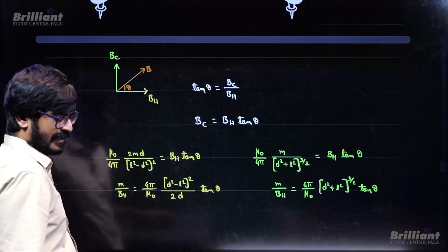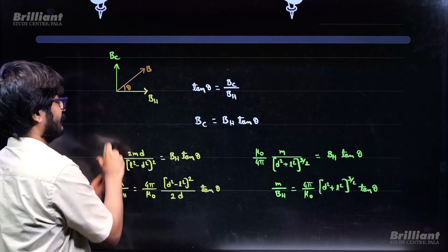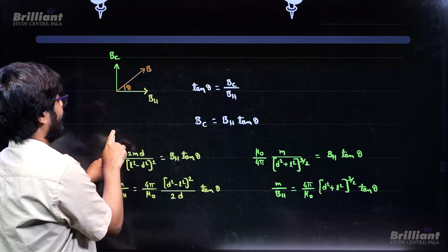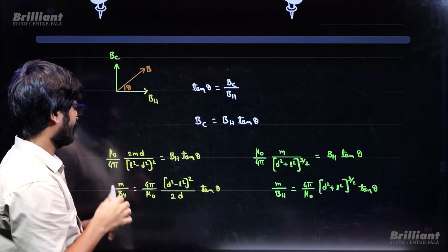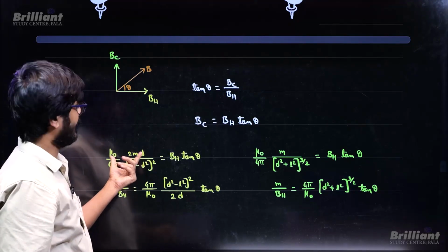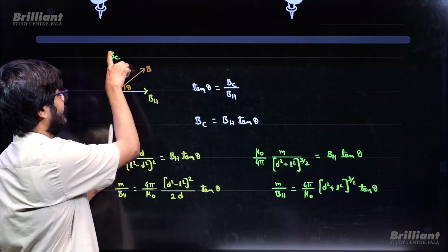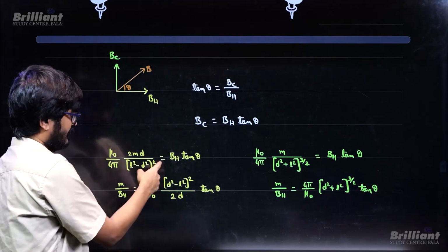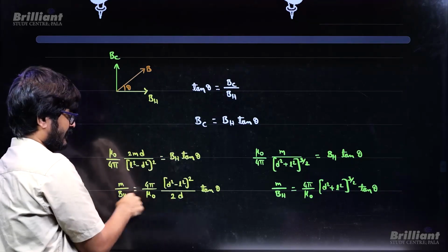So if I place a bar magnet like this, see, horizontal component is this way. So if I place a bar magnet like this, then magnetic field along the axis of bar magnet will be this much, right? So if I place bar magnet like this and if I create some field like this, then created field is going to be this much. Then from here, when I modify the equation, M by BH will turn out to be this thing.